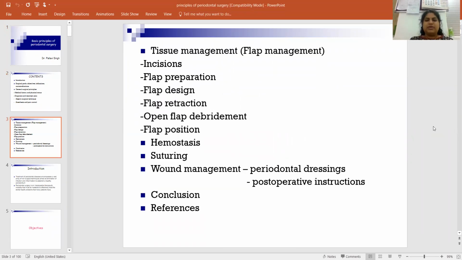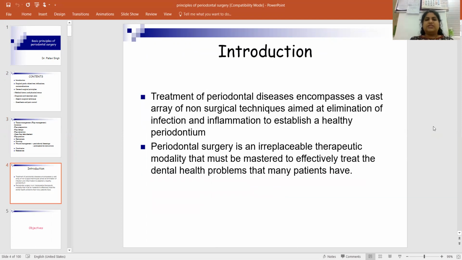And tissue management, that is the management of the flap, in which we are going to cover the incision, flap preparation, flap design, flap retraction, open flap debridement, and the flap positions. Then we are going to discuss hemostasis, suturing, and wound management. In wound management, we are discussing the periodontal pack and post-operative instructions. So that's it for the general principles of periodontal surgery.